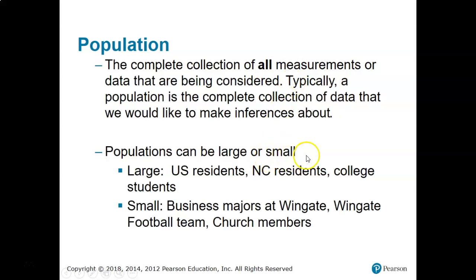So populations can be large or small. As I mentioned, the United States residents, North Carolina residents, even college residents can be examples of populations, but populations can also be small. For instance, the business majors at Wingate can be a population, the football team at Wingate, church members of a particular church. All those are smaller populations, and oftentimes when the population is really small, then we just study everyone in the population. But then other times when the population is really large, we'll gather a sample out of that and study the sample and then make inferences about the larger population.